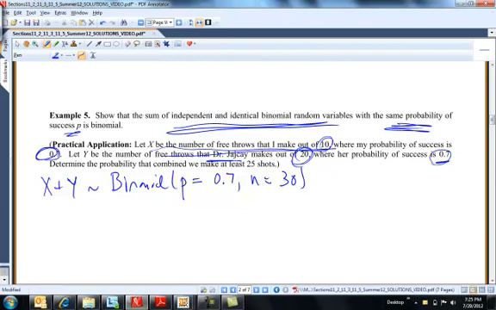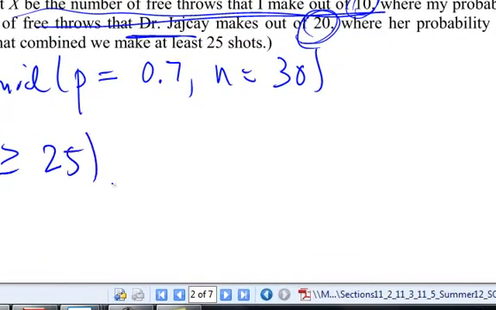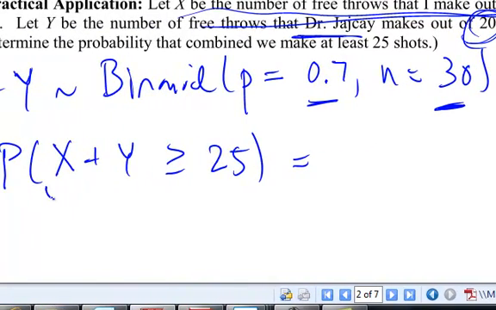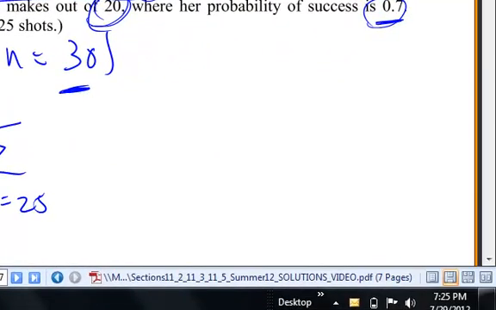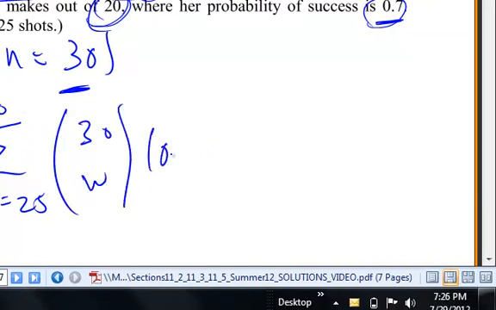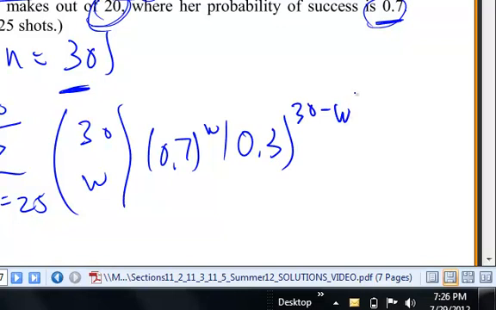So what's the probability that combined we make at least 25 or more shots? You would expect us, if we shoot 30 shots together at 70%, to make about 21. So I'm just going to sum, let's call again this W, let's sum W from 25 to 30. This is 30 choose W, 0.7 to the W, 0.3 to the 30 minus W, and just sum that in Maple.